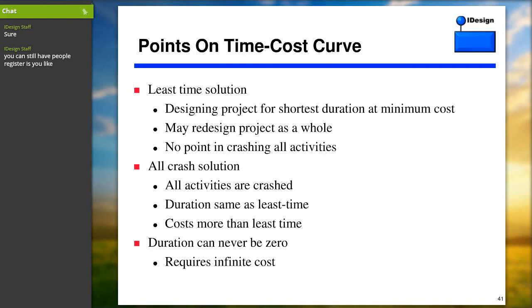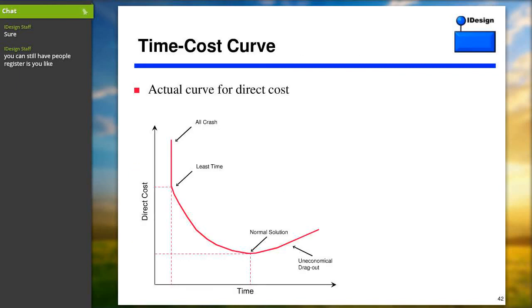So the actual behavior of a project typically looks like this. This is the non-ideal curve of a project. Here we have the normal solution as the least cost point on the project. To the right of it, we have some non-economical drag out. Then we have some kind of infinite points in between normal solution and least time. Then we have all crash that just goes vertically up, and there's nothing you can do about that. That is truly the behavior of your project.